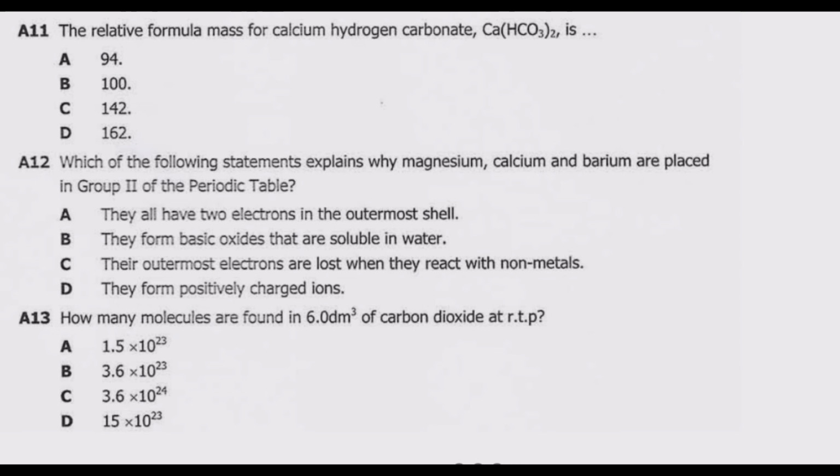Let us look at question 11. The relative formula mass for calcium hydrogen carbonate. So what is the question asking us to do? It is to find the relative formula mass. So what we need to do is go to the periodic table and add the mass numbers of the elements or atoms that make up this compound. So let us move to the periodic table so that we demonstrate.